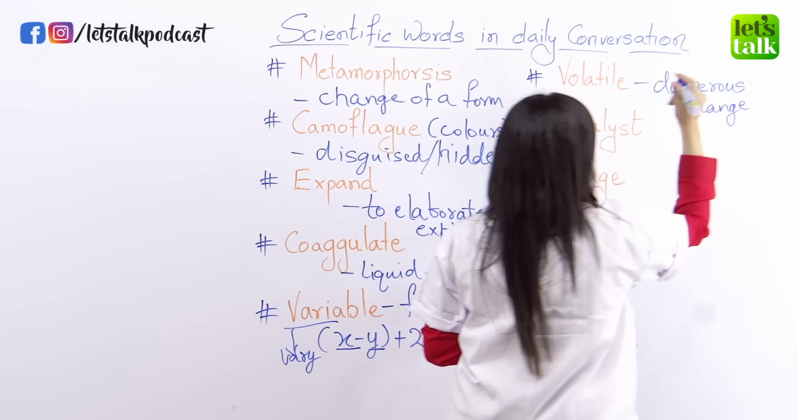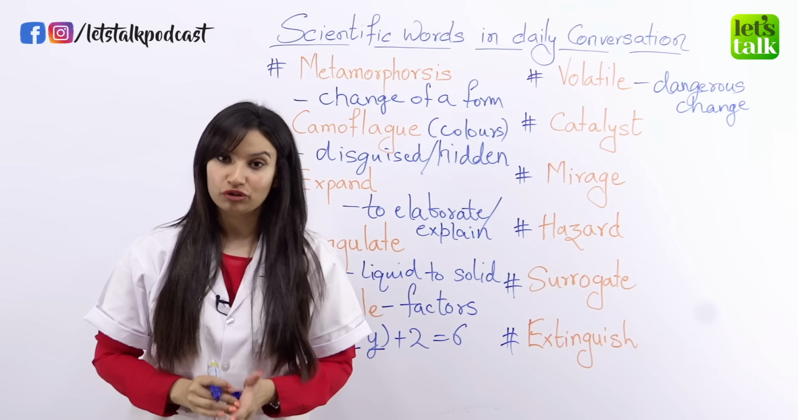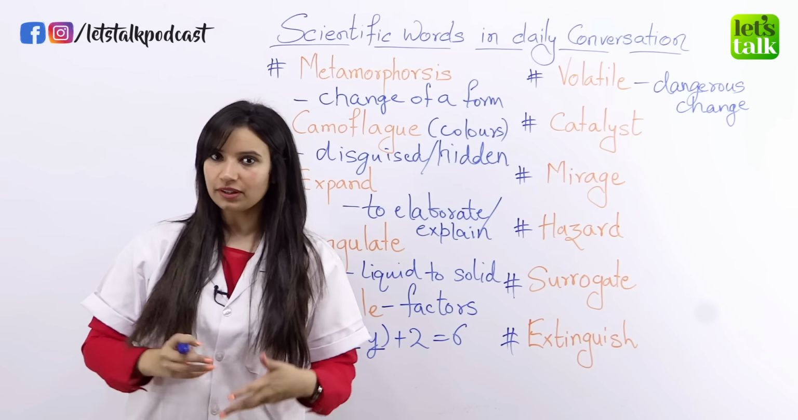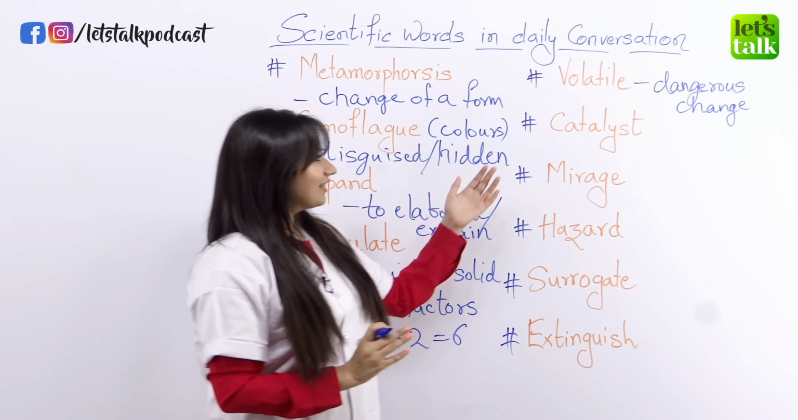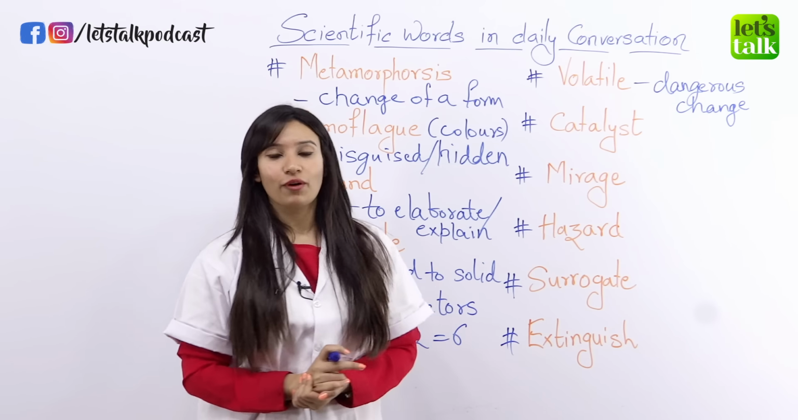And if you want to use it in your everyday English, you could say that the political situation of the country was getting volatile, which means it was getting more dangerous and we could expect maybe a war or a riot. The next word that we have is also from chemistry.